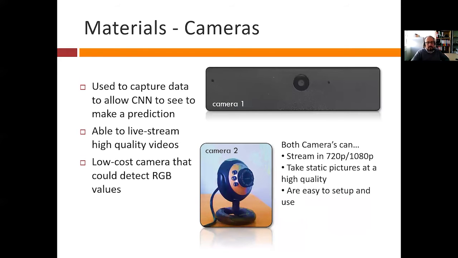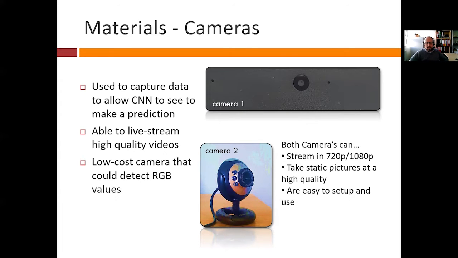Okay. So in terms of ingredients of this work, we selected a couple of cameras to capture data, and then used this data to train a convolutional neural network, and then use this training, this learning, to recognize what we have to recognize, to make a prediction.